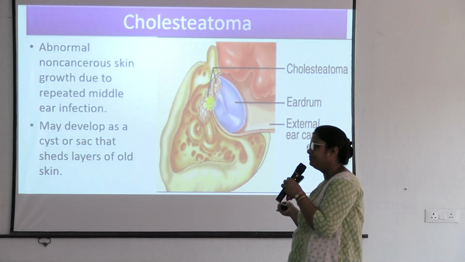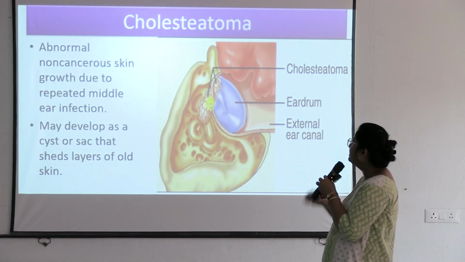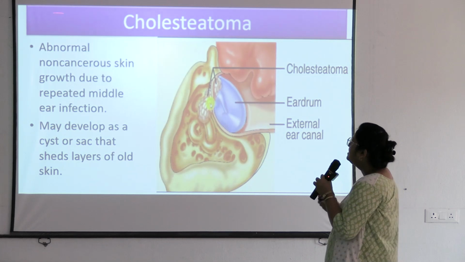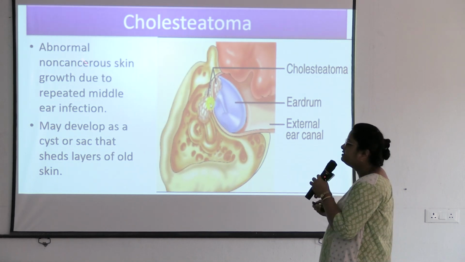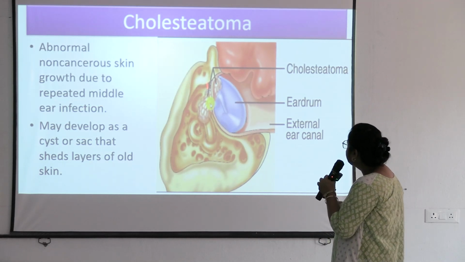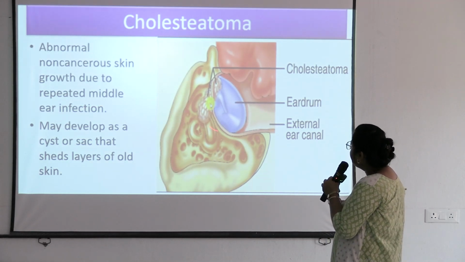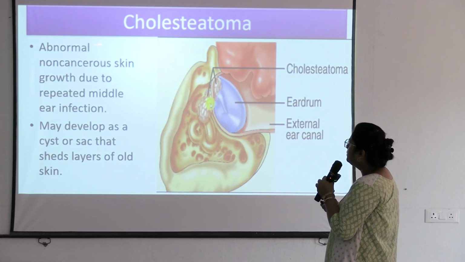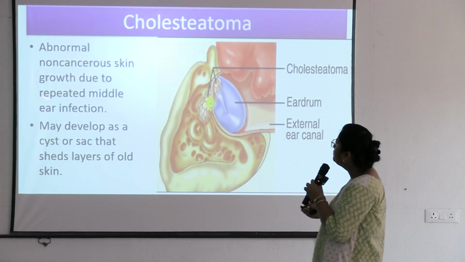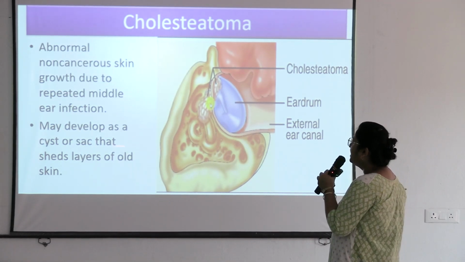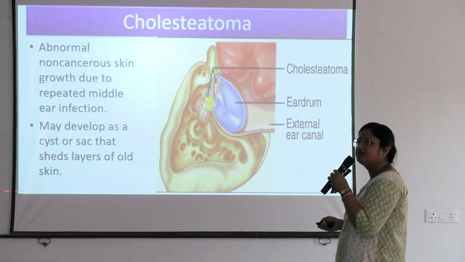Next is cholesteatoma. It is very important for your ENT, sometimes asked in your anatomy. So cholesteatoma is abnormal non-cancerous skin growth due to repeated middle ear infection. See here, this is the tympanic membrane. From the tympanic membrane, this growth of skin is occurring into the middle ear. So abnormal non-cancerous skin growth due to repeated middle ear infection, and it may develop as a cyst or sac that sheds layers of old skin. Okay.